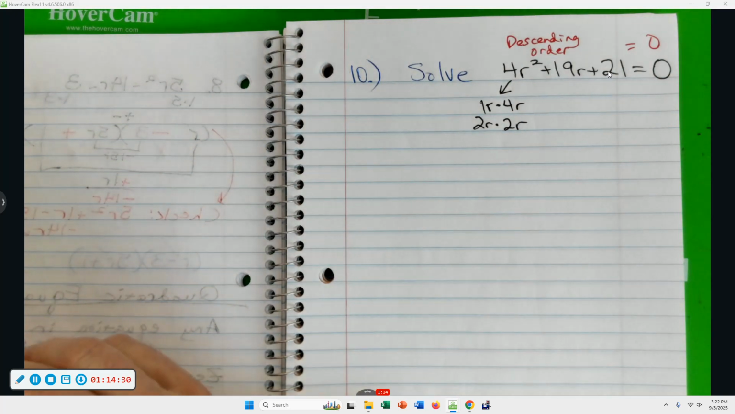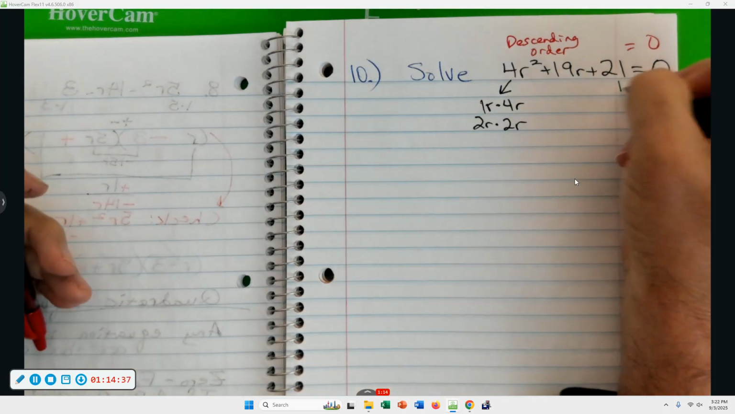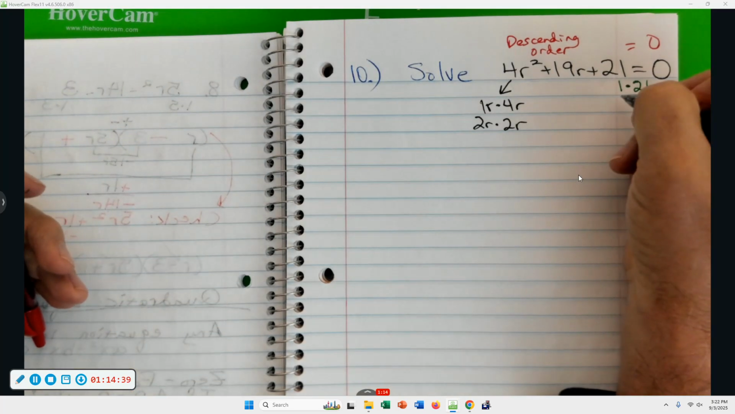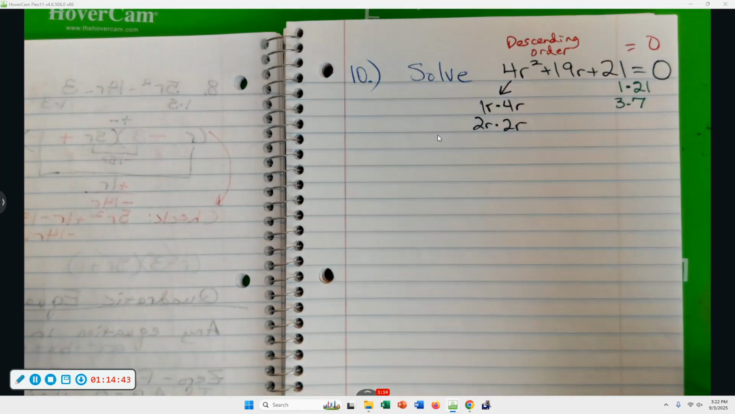For 21, what times what will give me 21? 1 times 21, or 3 times 7. Okay, I'll write it as 3 times 7. It's just the way I write them, small to big.